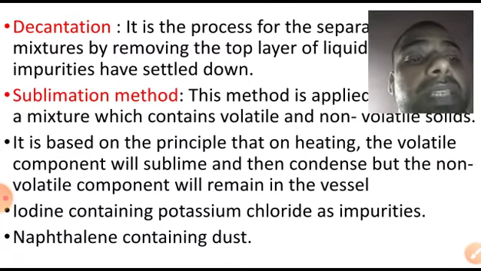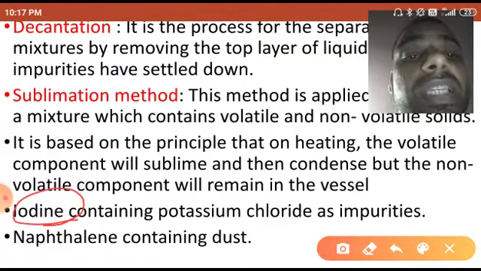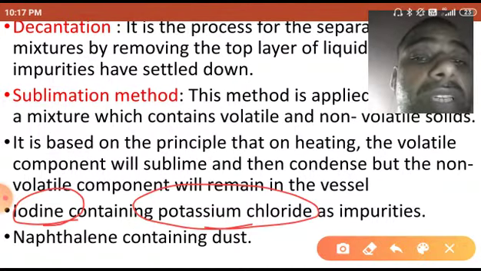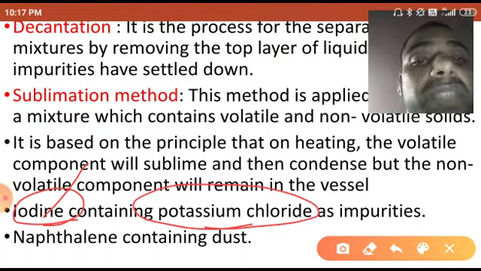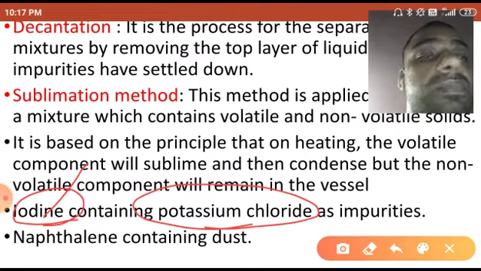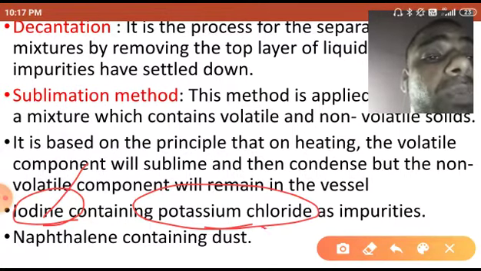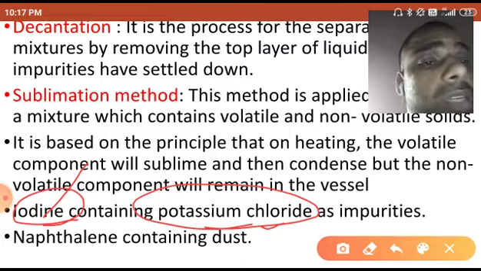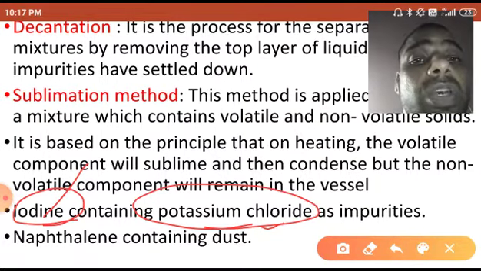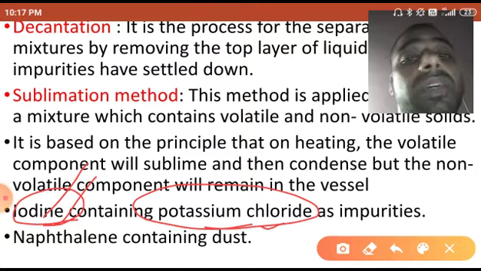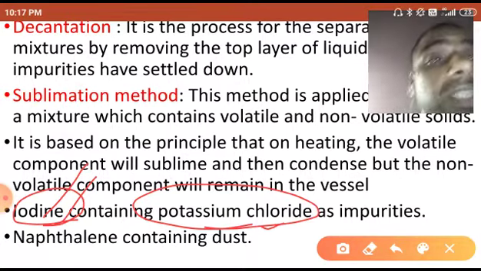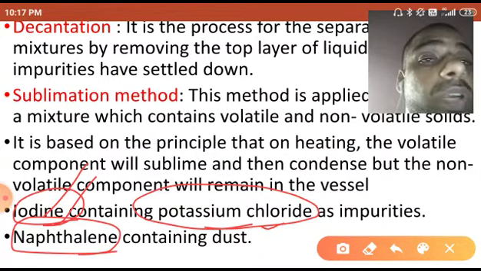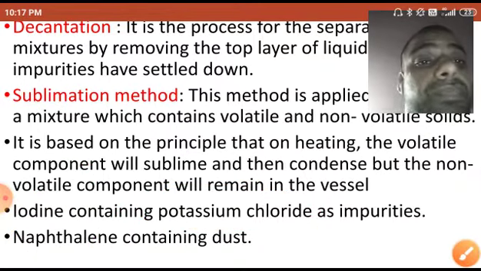One example is iodine containing potassium chloride. Dear student, you know iodine is a sublime product. So if I provide some heat, iodine will sublime, but potassium chloride will not sublime. So this one is undergoing the sublimation procedure. Naphthalene is also a sublime product, so this will also show sublimation. Okay, dear student, so you have understood.